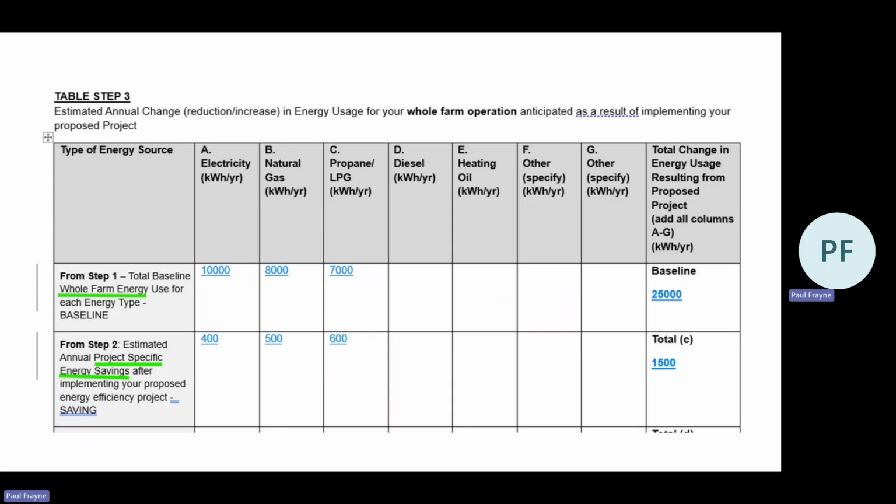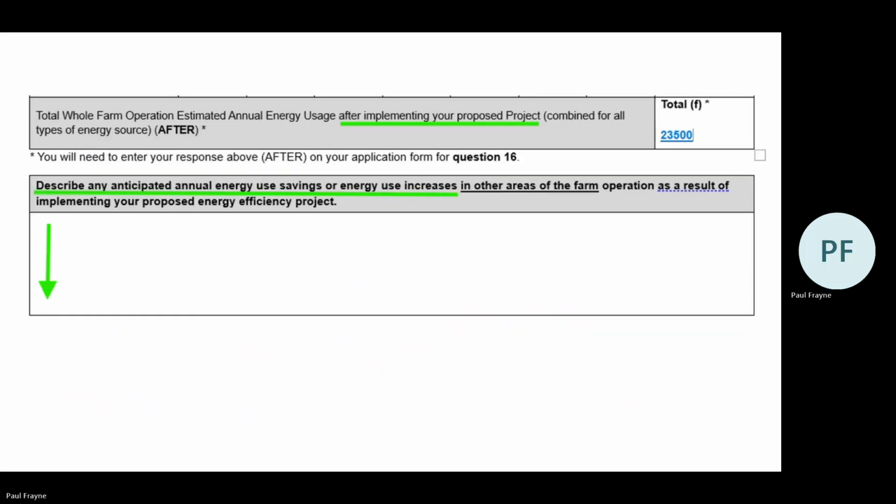You will see here that we are using the total baseline whole farm energy use data on the first line. Next, we have the project-specific savings for each energy source. You will calculate the new total whole farm operation energy usage after implementing your project. We will need this answer on your application form. Describe the energy savings in other areas of your farm operation as a result of this energy efficiency project.